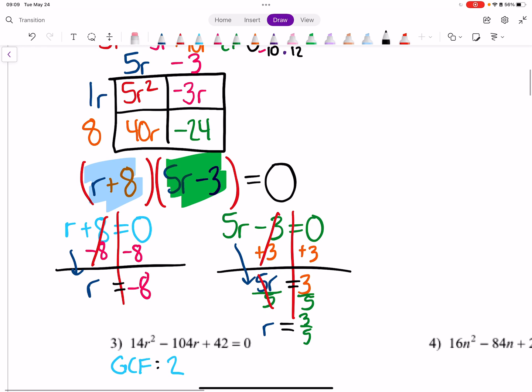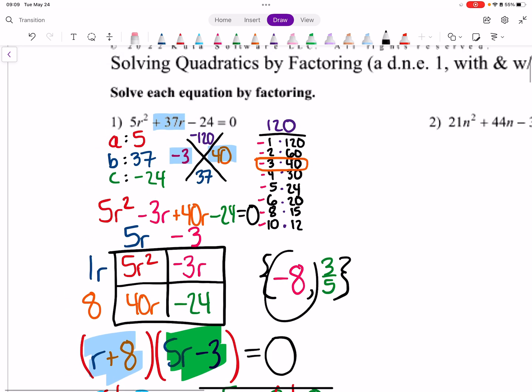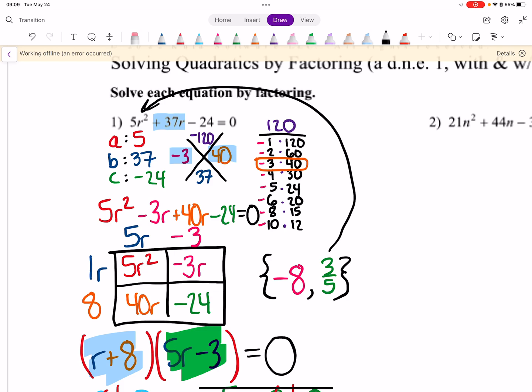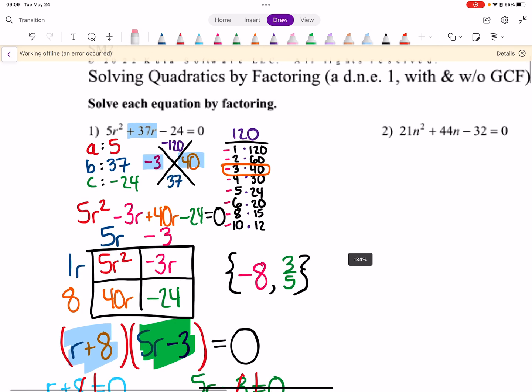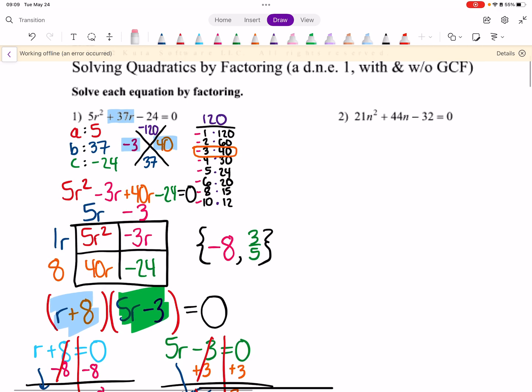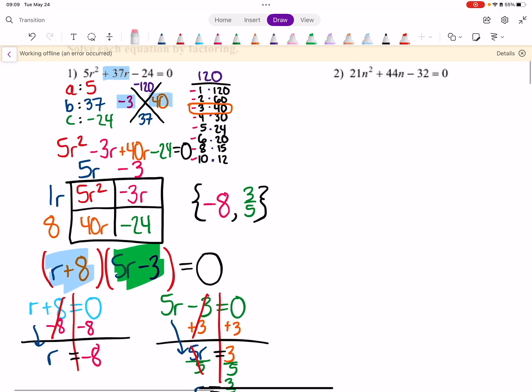So my two solutions, which we can write in braces like that, let's list the negative one first, are negative 8 and positive 3/5. And I promise if you take those numbers and plug them into the original equation, you would just plug negative 8 in for r there and there, and evaluate, you should get 0. And then if you did the same thing with the 3 over 5, plugged it in there and there, and evaluate, you should get 0. And that's how you solve a quadratic equation by factoring when a does not equal 1 using the x problem and box method.